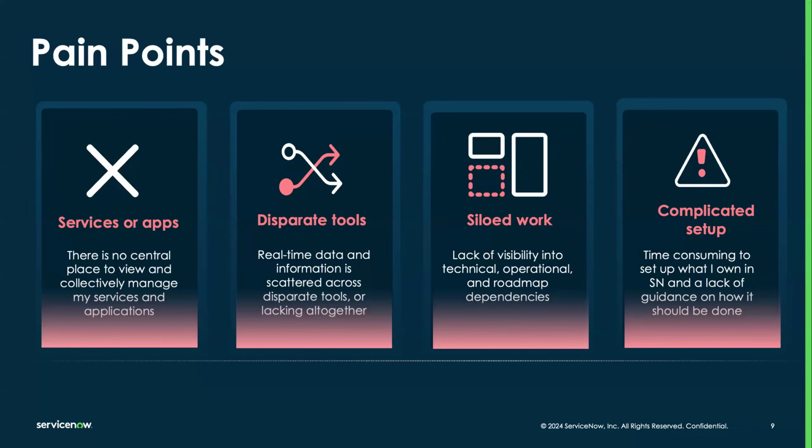So this is more of a thematic representation of those pain points. Not an exhaustive list, but generally speaking, when we talked to owners and they talked about what it meant to own something, there was really no single place that they had to go to see their services or applications or products and other individual service applications and products. There was no central place.